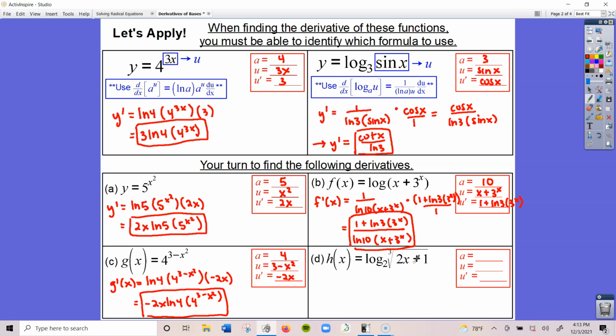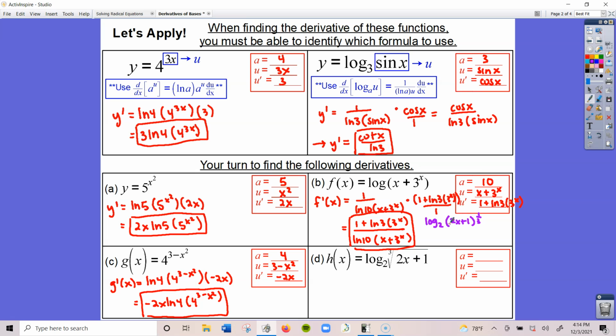For this final logarithm, we have log base 2 of the cube root of 2x plus 1. Before you find any derivative, if you have a root, you're going to need to rewrite it using the rational exponent. So I'm going to go ahead and do that in a different color, over here just to save some space. This is log base 2 of 2x plus 1 raised to the 1/3.